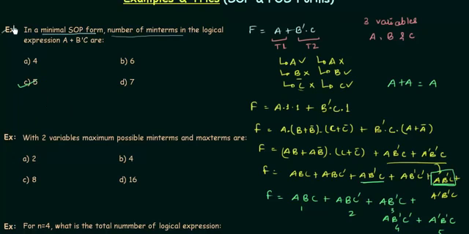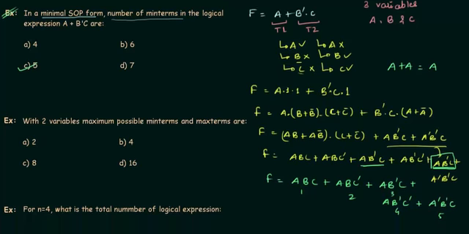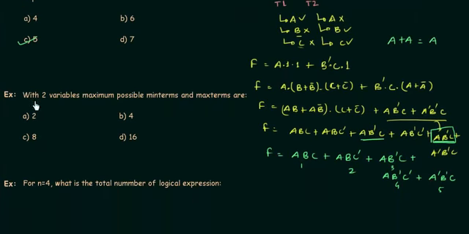So we have solved example number 1, and now we will move to example number 2, and it says with two variables, the maximum possible min terms and max terms are. So we have two variables, let's say A, B are the two variables, and we have to find the maximum number of min terms and maximum number of max terms when we have two variables as A, B, or any other variable that you want to take. So how to approach this problem?